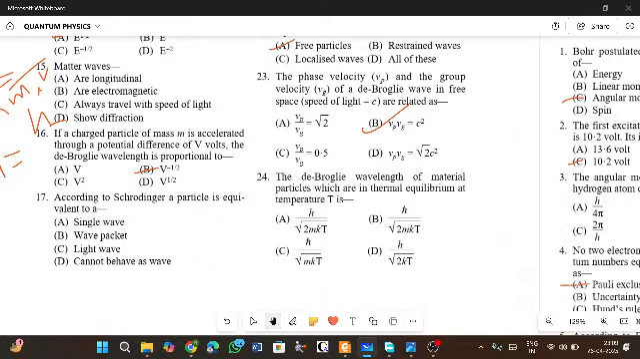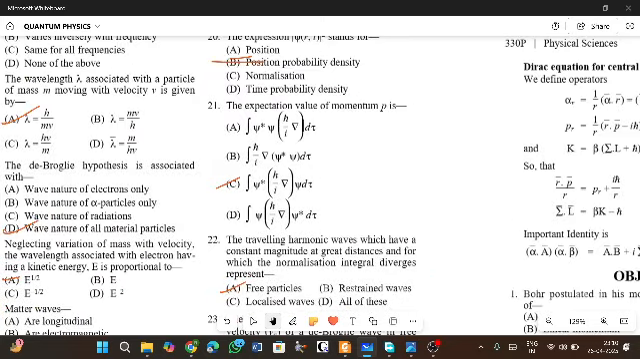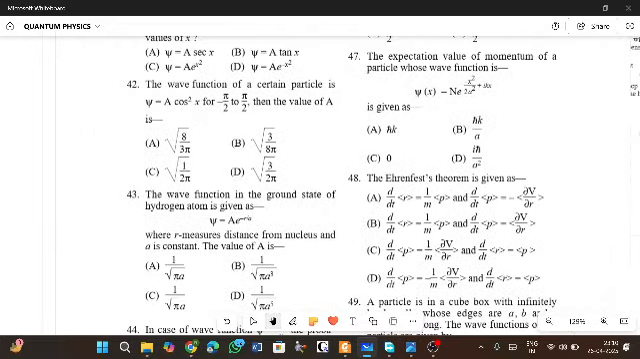And question number 24. The de Broglie wavelength of a material particle in thermal equilibrium at temperature T is given by lambda is equal to h by square root of 2 m k_B T. Option A is correct. k is the Boltzmann constant. We can move on to the next question. Question number 25. Just a minute.